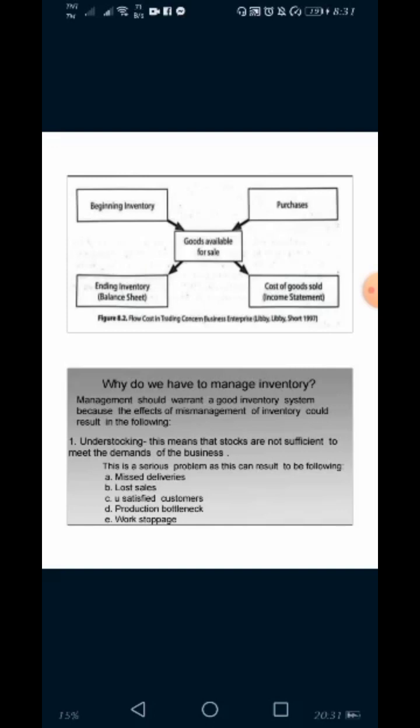So that leads to the question: why do we have to manage inventory? Managing inventory warrants a good inventory system, because the effect of mismanagement of inventory could result in the following.